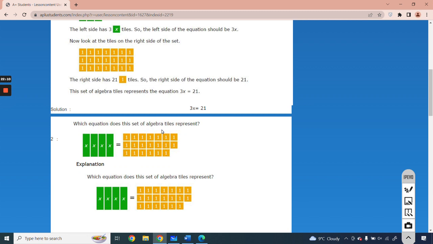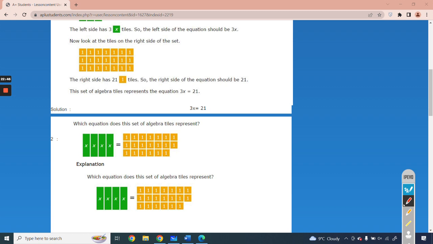Which equation does the algebra tile represent? So on the left side you have 4 of the tiles with x. Got it? That means they are 4x. And on the right hand side of the tiles you have to count them: 1, 2, 3, 4, 5, 6, 7, 14, 15, 16, 17, 18, 19, 20. It would be 4x equals 20. Got it? You have to count the tiles with the ones. So you have 21 tiles, so it would be 4x equals 20. Got it?